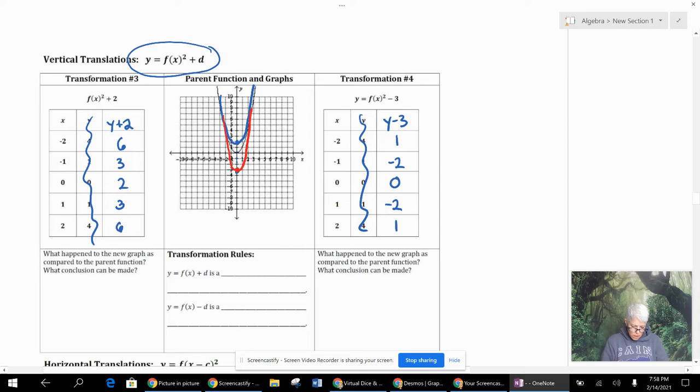So this is called a vertical translation. It's important that you say vertical. Notice it's moving up and down on a vertical line. It's also important that you say whether it's moving up or down and then by how much. And I'm just going to say D units because those units can change.